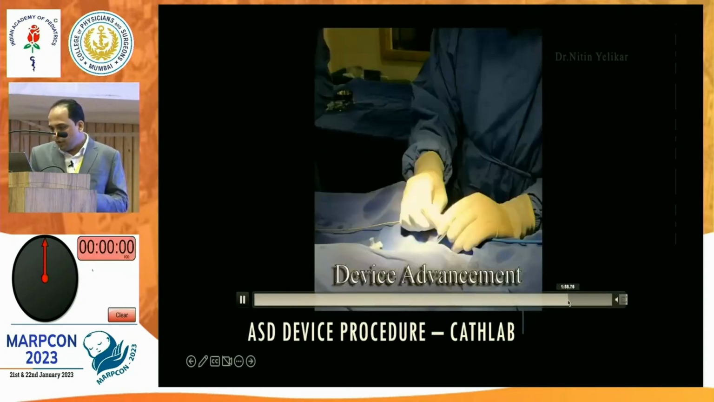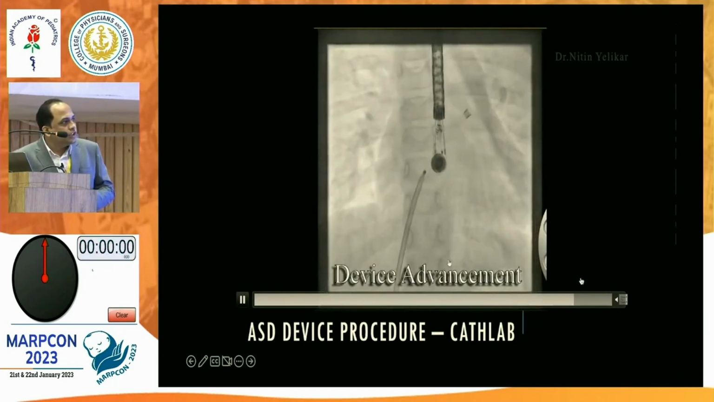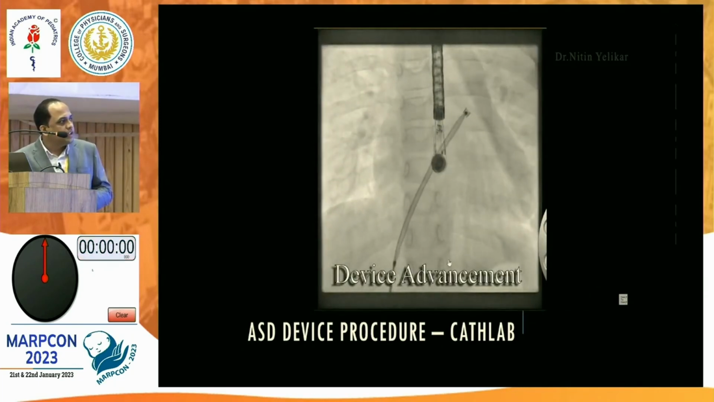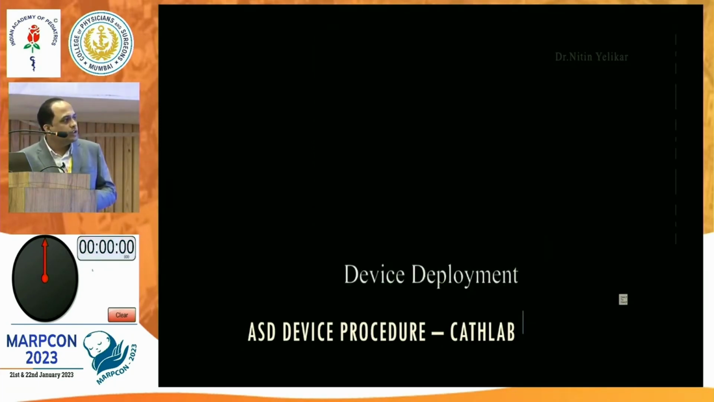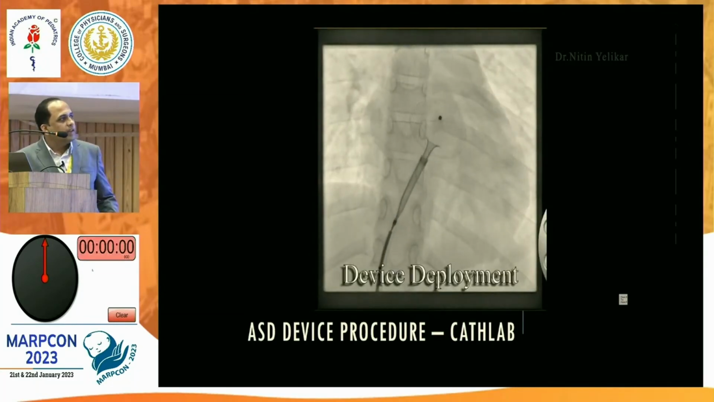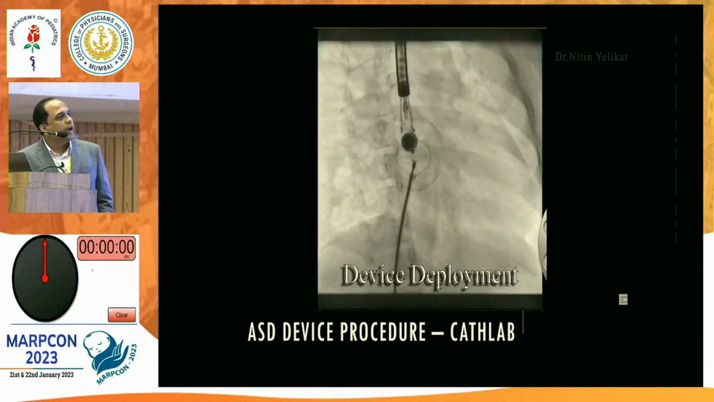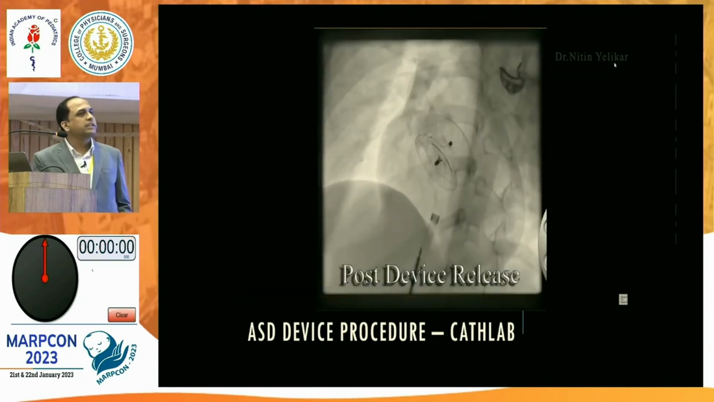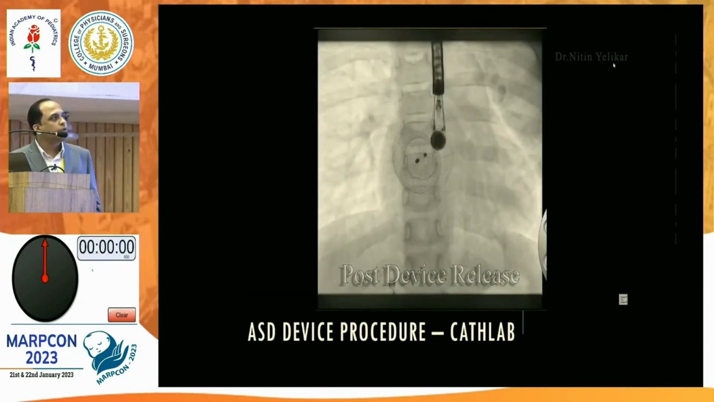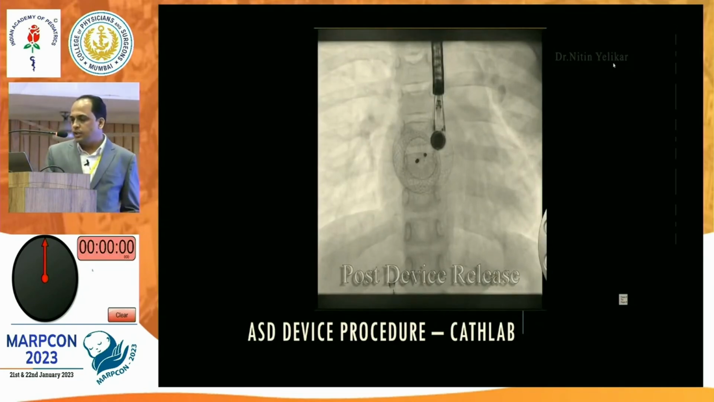And how do we deploy? So this is a long sheath which is all the way inside the left atrium. This is a device inside the long sheath. So now I have opened the left atrial disc of the device and I am going to open the right one. So we will see the position of the device in different planes, make sure everything looks good, and this is a transesophageal probe which will help in most situations to see whether the position is correct.